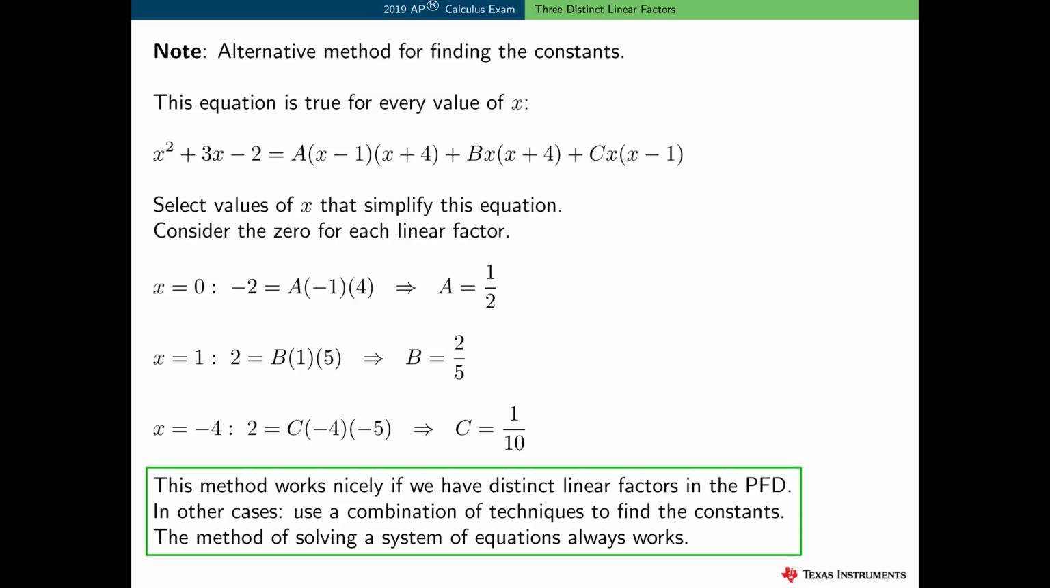This method works nicely if we have distinct linear factors in the partial fraction decomposition, which is the only case tested on the AP Calculus exam. In other cases, we might use a combination of techniques to find the constants. But again, the method of solving a system of equations always works.